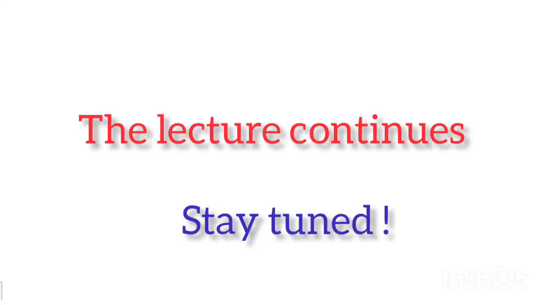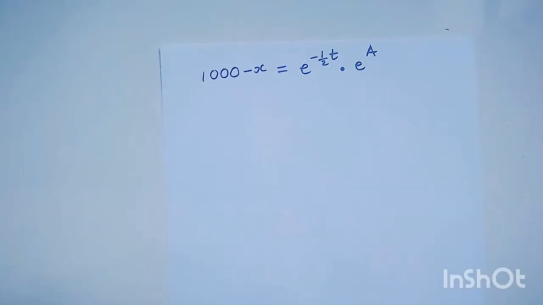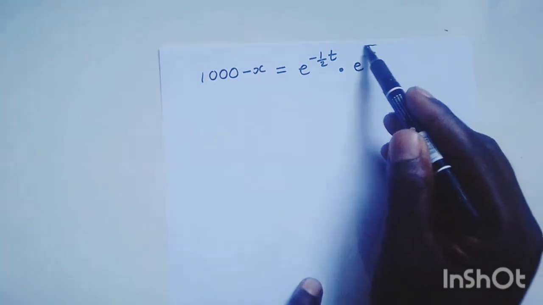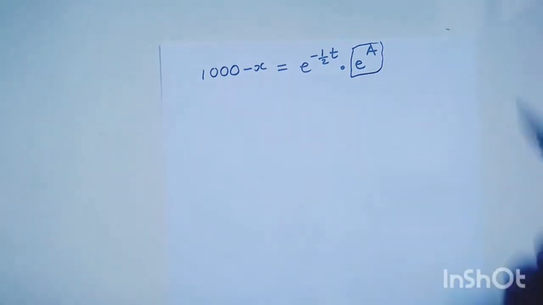Right, so we now have 1000 minus x is equal to e to the power of minus half t times e to the power of a. So be flexible when solving a DE. Remember, e to the power of a is also a constant term. It can also be replaced by another constant term, so we can replace e to the power of a with a constant term like b.